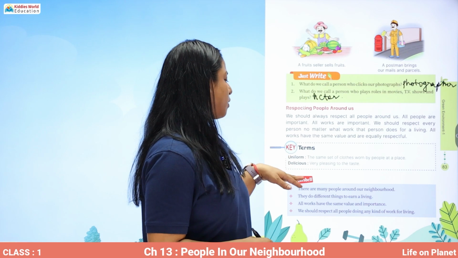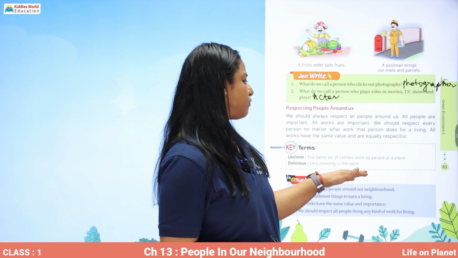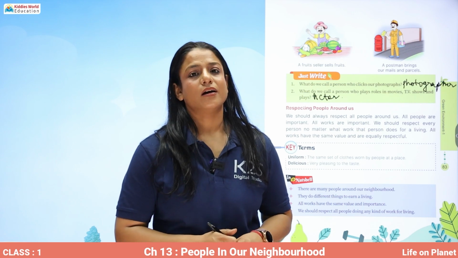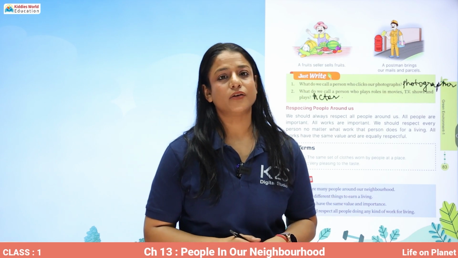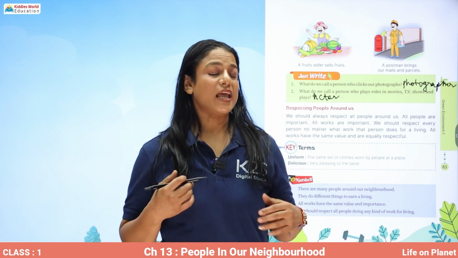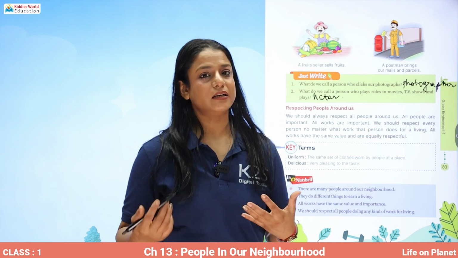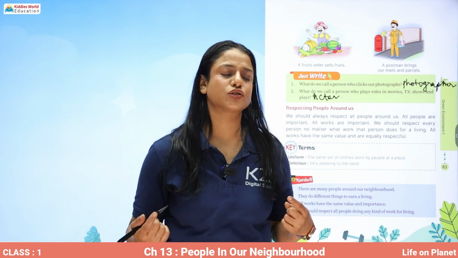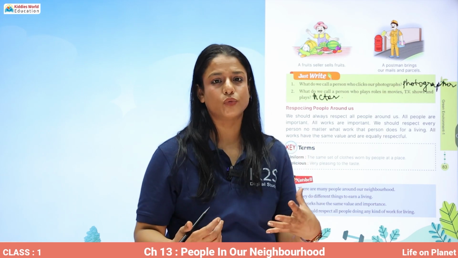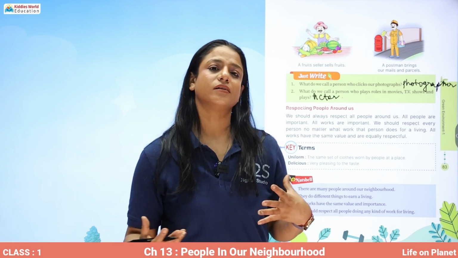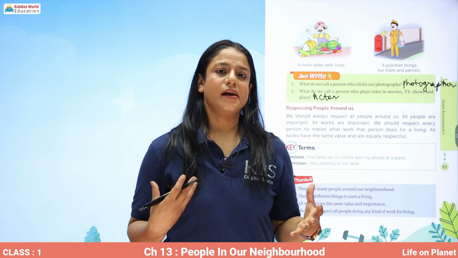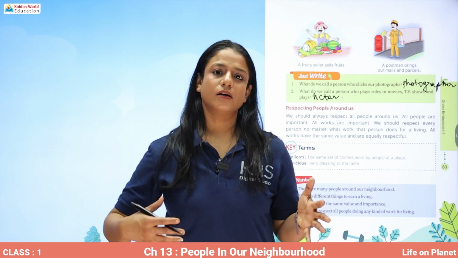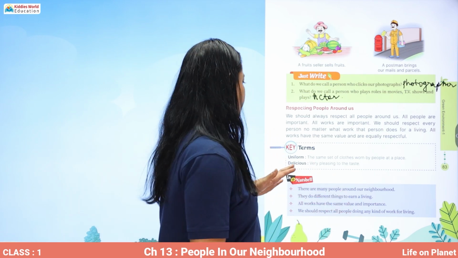What does uniform mean? Uniform is the same set of clothes worn by people at a place. Like you children, whatever the strength is, 20, 30, all of you are wearing the same kind of uniform in the school. So that is why it is called a uniform. And this kind of uniform is worn by different people in different jobs.